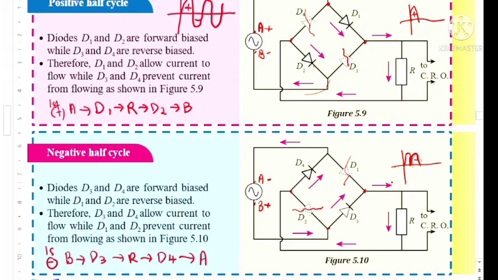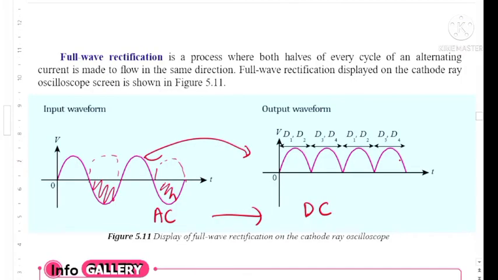Okay, full wave rectification is a process where both halves of every cycle of alternating current is made to flow in the same direction. Full wave rectification displayed on cathode ray oscilloscope screen is shown in figure. So you can see this is the output for full wave rectification, meaning the negative part is already rectified. Okay, so it produces output like this. So this one we call it rectification process, where AC now change to DC. This one is DC because current is flowing in one direction only.